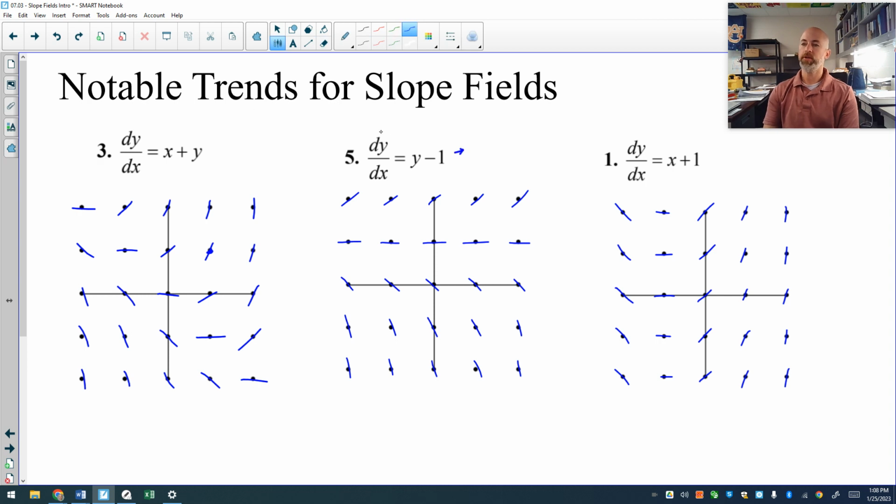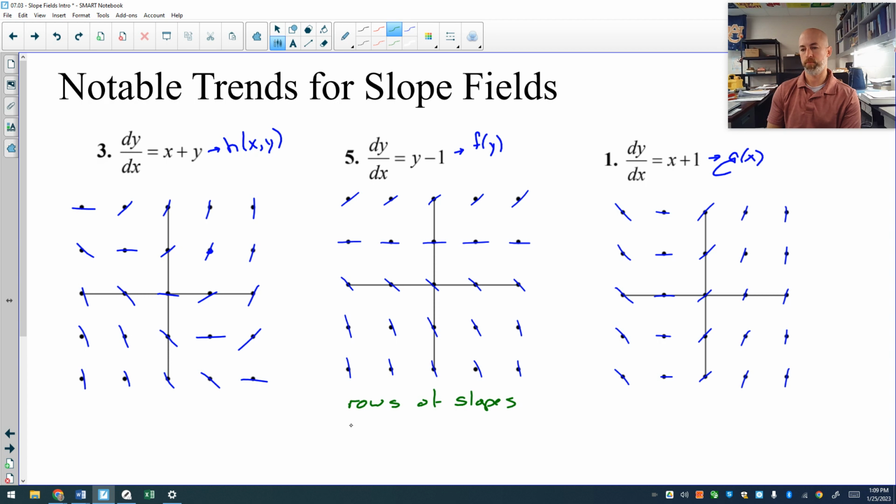This differential equation, number 5, dy dx, is strictly a function of y. There are no x's that are influencing that differential, that slope. This differential equation for this number 1, that was strictly a function of x. So that one's a function of x. This one, number 3, dy dx is x plus y. That is a function of x and y. And if you notice that your differential equation is strictly a function of y, the rows of slopes will always be the same.